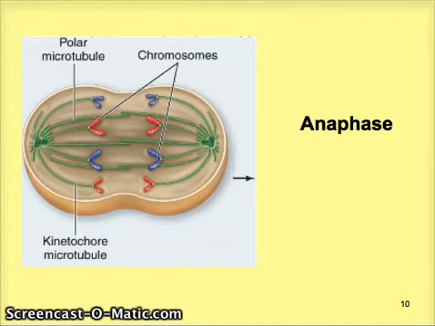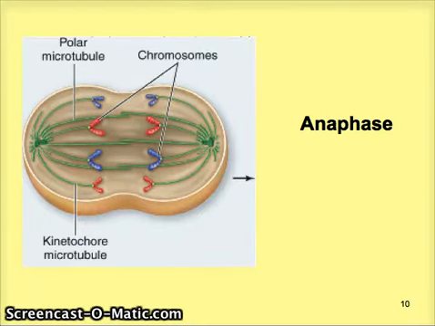The spindle fibers begin to shrink and become disassembled, and as they do that, they get shorter. As they get shorter, the chromatids are pulled toward the poles. So you'll have the original chromosome pulled to, say, the left side, and its duplicate pulled to the right side.